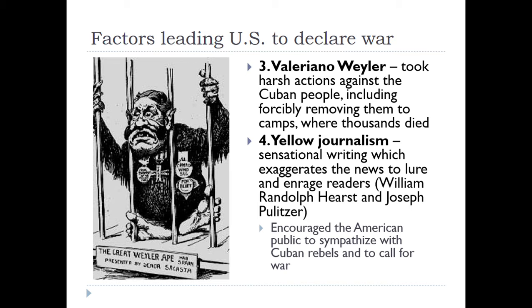And it's another thing that encourages Americans to sympathize with Cuban rebels and say, we ought to join this war. Remember, Americans also identified with the idea of being controlled by a colonial power. Some said, okay, the U.S. fought for freedom from the British, and this is a similar fight. Cubans ought to be allowed to gain their freedom from the Spanish.